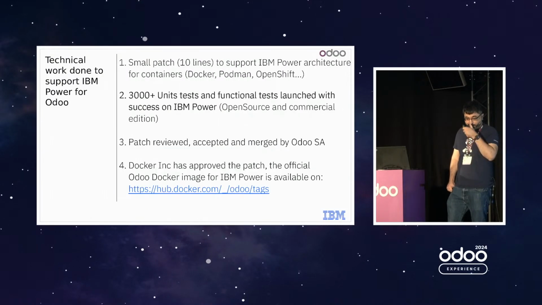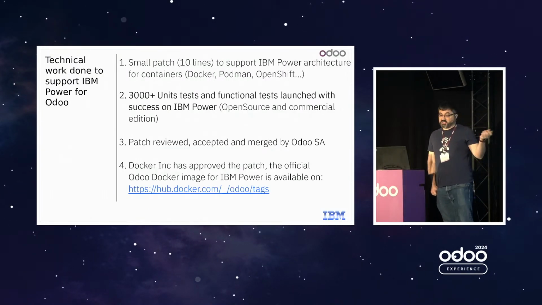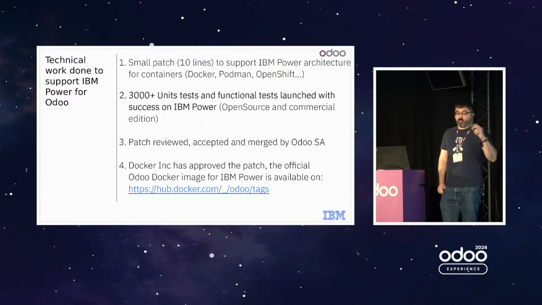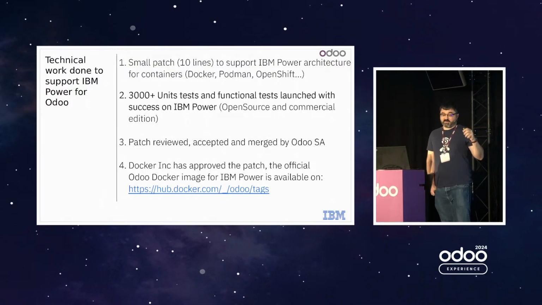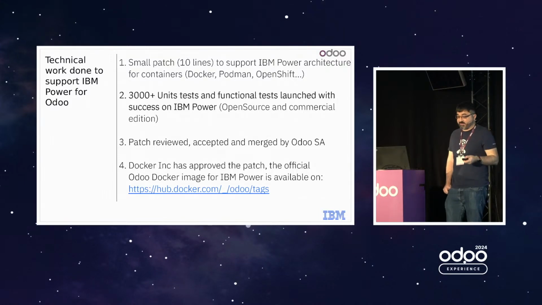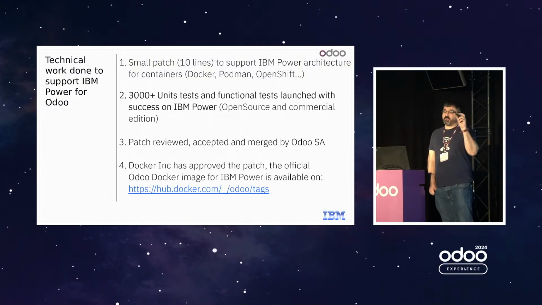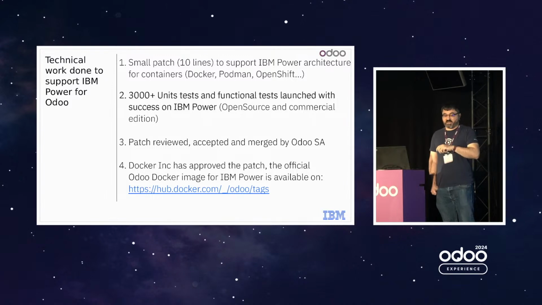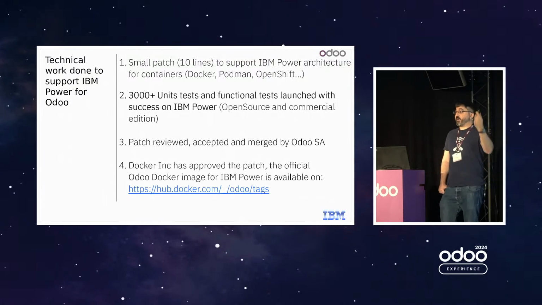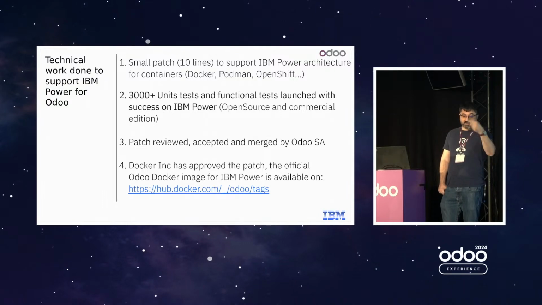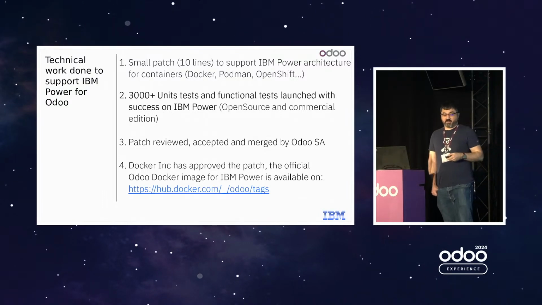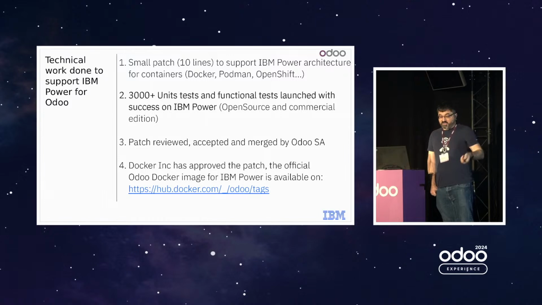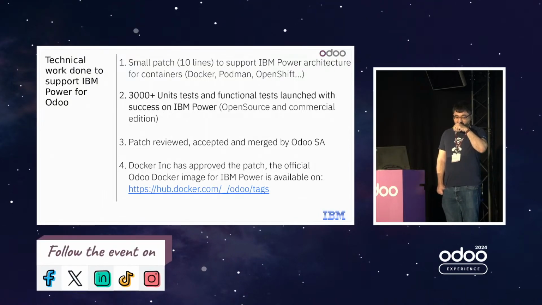Okay, look, we've made a very small patch, but not only that, we also launched, with the help of Odoo, more than 3,000 unit tests and functional tests, the same ones you use when developing on Odoo, on IBM Power, with the open source modules and the commercial modules. We have sent the patch to Odoo, and Odoo has approved it, and because Odoo is one of the main Docker images on Docker Hub, it has also been reviewed by Docker.